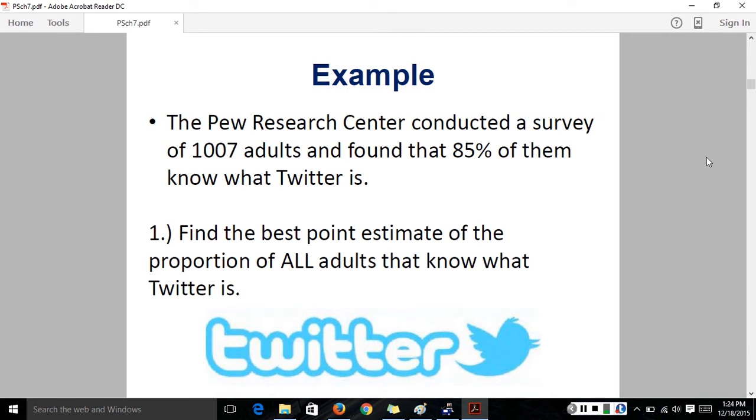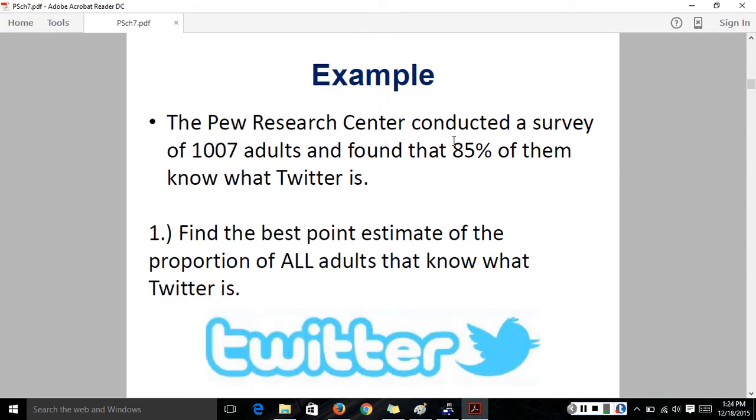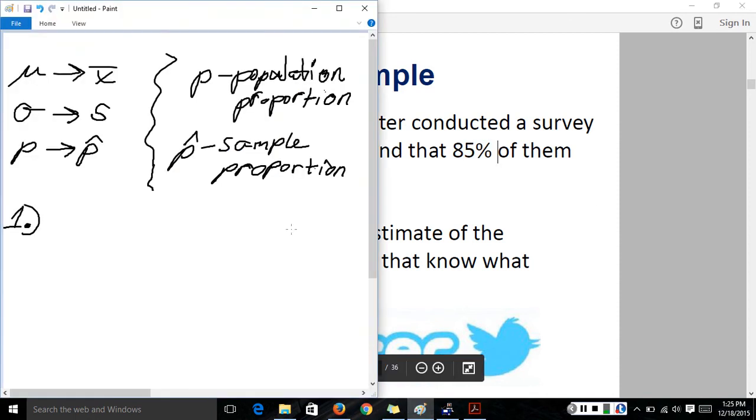Here's an example. A Pew Research Center conducted a survey of 1,007 adults and found that 85% of them know what Twitter is. So let's find the best point estimate of the proportion of all adults that know what Twitter is. For number one, we're estimating the population proportion. The best we can do is the sample proportion, 85%. So p hat is 0.85 or 85%.